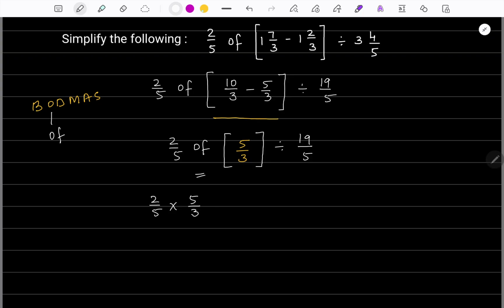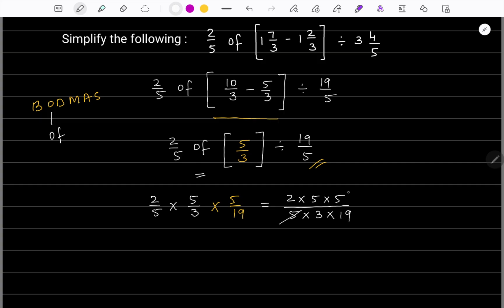And then there is a sign of division. So this has to be replaced with the sign of multiplication followed by reciprocal of 19 by 5. That will be 5 by 19. When we solve this, we have to find the product of the numerators, 2 into 5 into 5, and divide it with the product of its denominators. So 5 into 3 into 19.